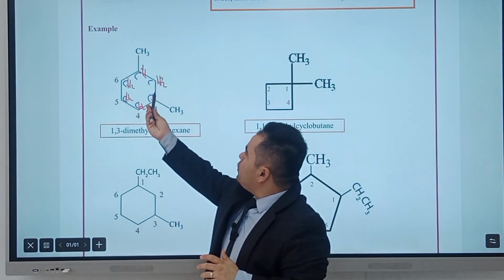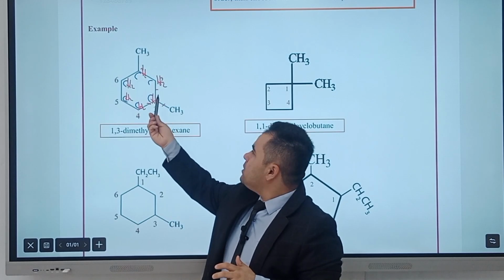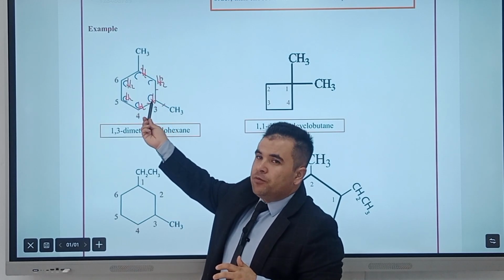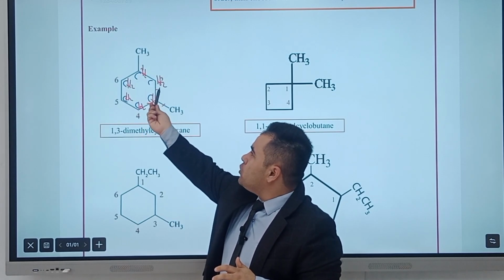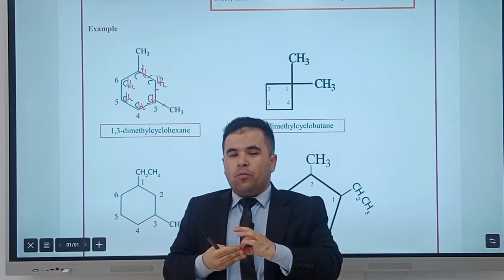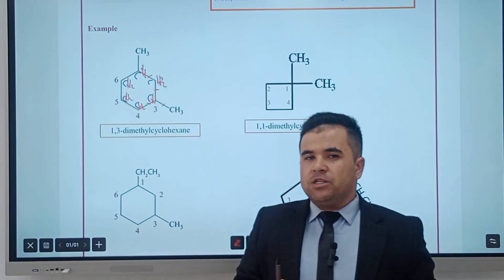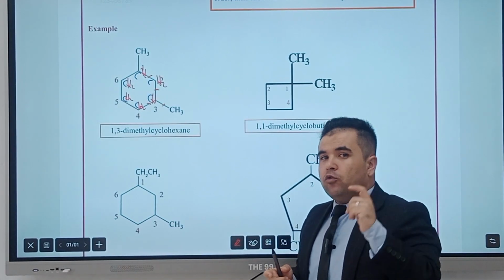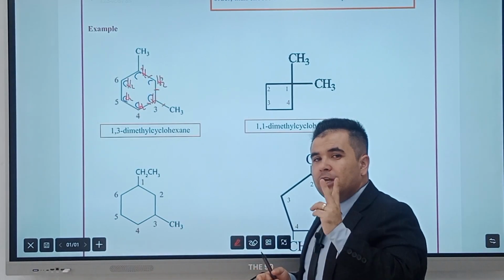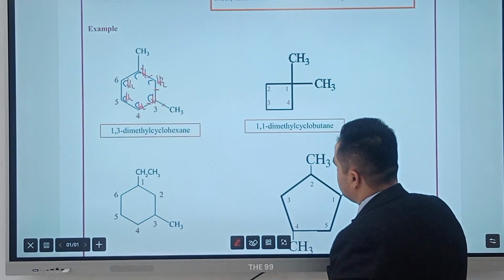Because this carbon is bonded with 3 other carbons. How many hydrogens remain to make it 4? 1. But a carbon bonded to 2 carbons has 2 hydrogens remaining. That's why if there are no branches on the carbon, the carbon must be attached to 2 hydrogen. If there is 1 branch, 1 hydrogen. If 2 branches on the same carbon, no hydrogens will be attached.